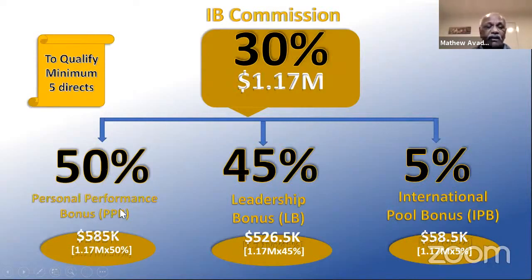which is given out in the first 50%. And then there is what you call a leadership bonus, which is 45%, which is about $1.17 million. And then finally, there is what they call an international pool bonus, which is 5%, which, if you divide it by 1.17, comes to about 58K. So that's what it is.